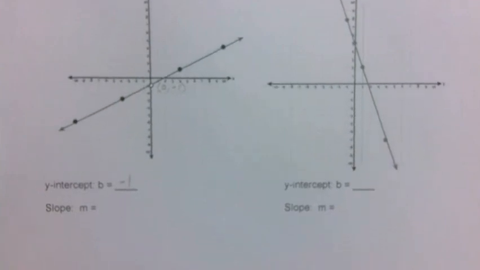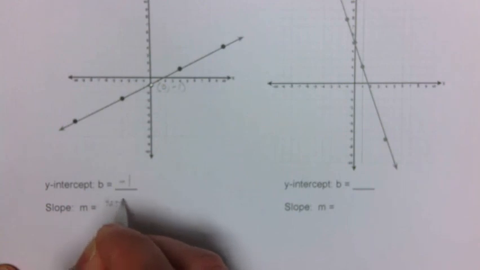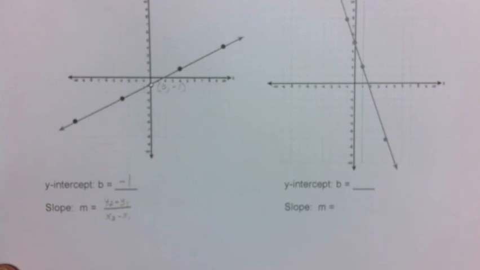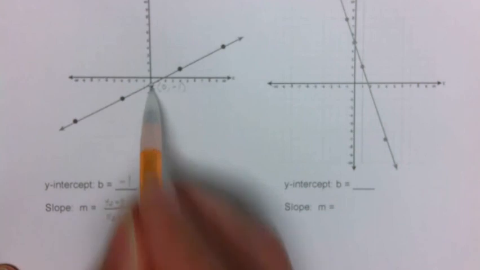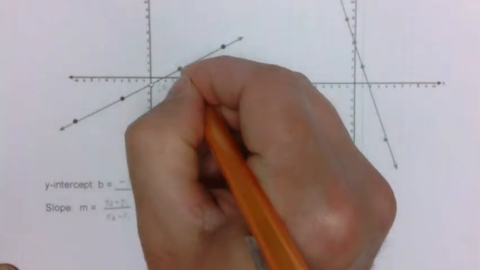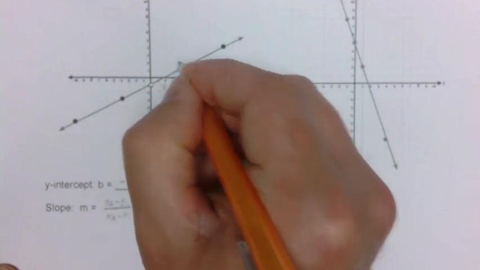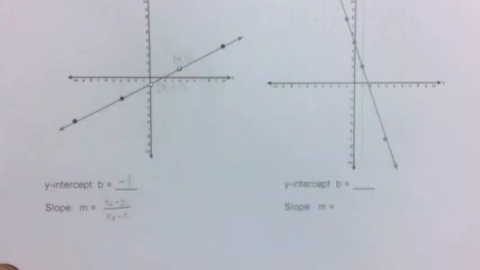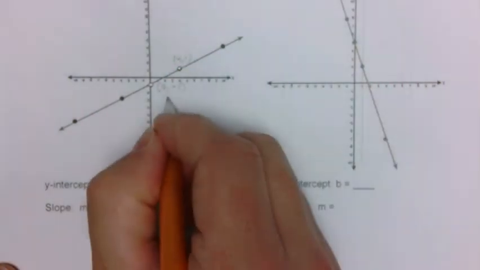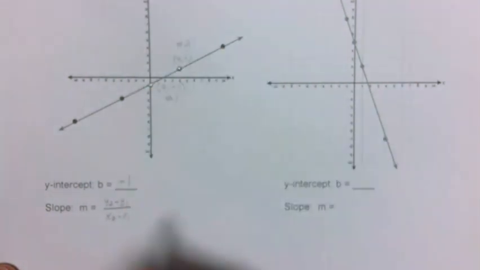Now let's calculate the slope. Remember that slope m equals y2 minus y1 over x2 minus x1, change in y over change in x, and we need 2 points. I've already got 1, the y-intercept. Let's use another point on the graph, like this point right here at (4, 1). We'll make the y-intercept point number 1, and (4, 1) point number 2.